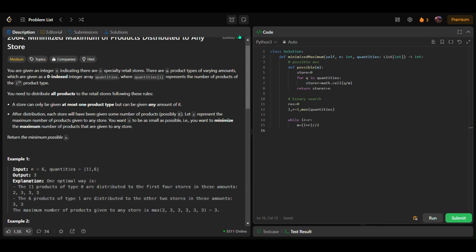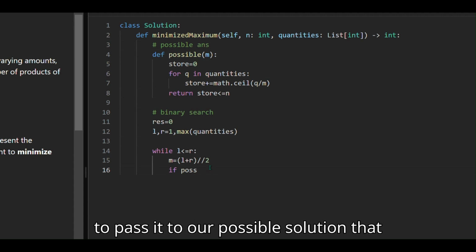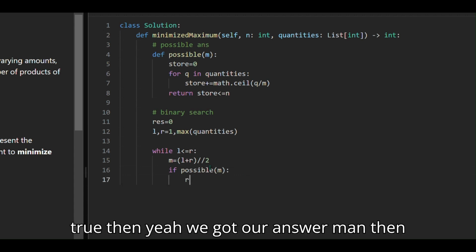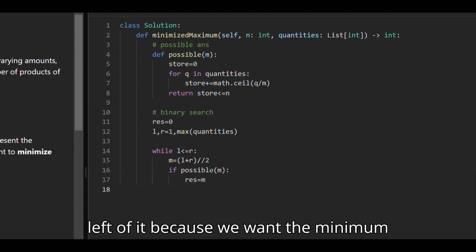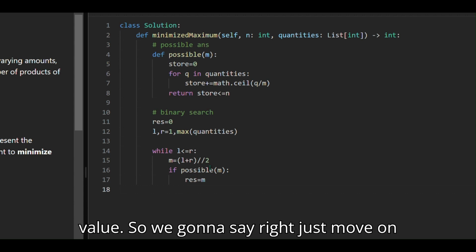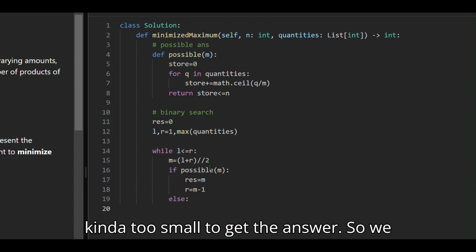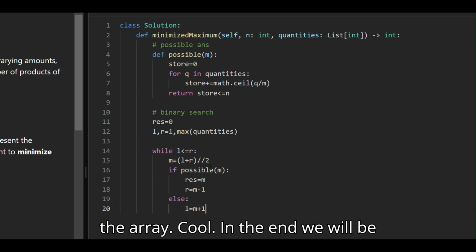Then once we find the mid, we simply pass it to our possible-solution function to check: is this a possible solution? Maybe or maybe not. If it is true, then yeah, we got our answer. Then we can simply look to the left of it because we want the minimum value. So we're going to move R to the left of the array. Else, maybe it is too small to get the answer, so we're going to move to the right side of the array.